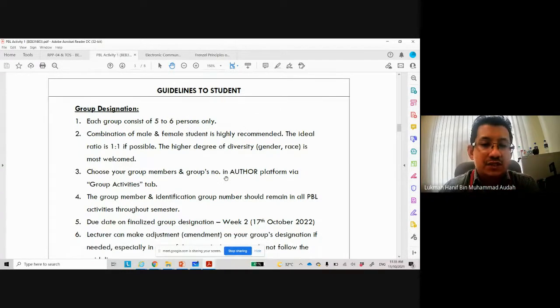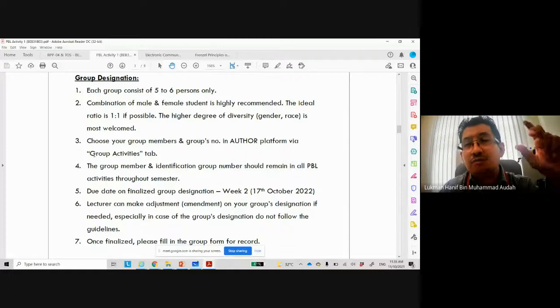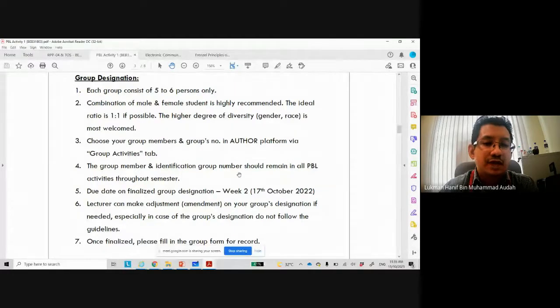Choose the group members, group number in author platform via group activities. So I have created a group activity as a former group members. Okay, saya telah sediakan aktiviti yang pertama. Nanti you boleh lihat. So the group member and identity group member must remain in all PBL activities throughout the semester. So ahli group ini adalah sama untuk kedua-dua task PBL. Okay. So you akan ahlinya adalah sama untuk melakukan kedua-dua aktiviti PBL.